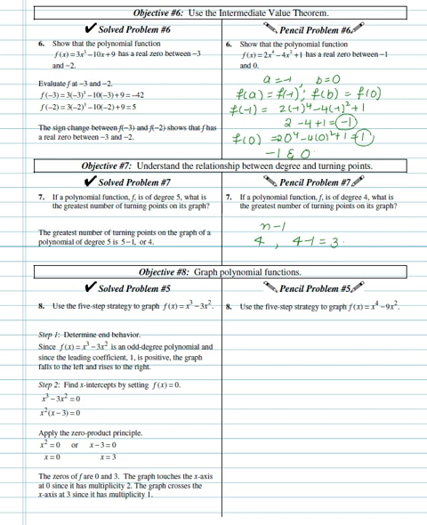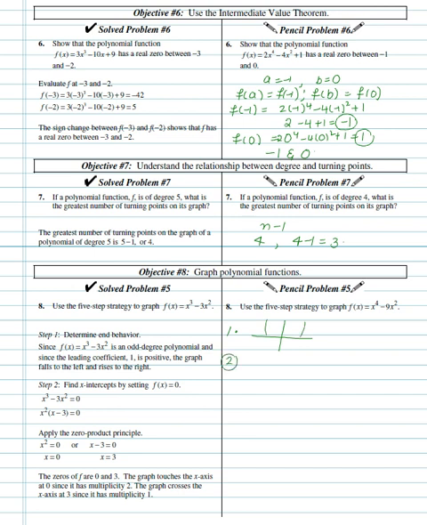Use the 5-step strategy to graph x to the power 4 minus 9x squared. Step 1 is to check for the end behavior. Since f of x, x to the power 4 minus 9x squared, is an even degree polynomial, and since the leading coefficient is 1, which is positive, the end behavior of the graph would be something like this.